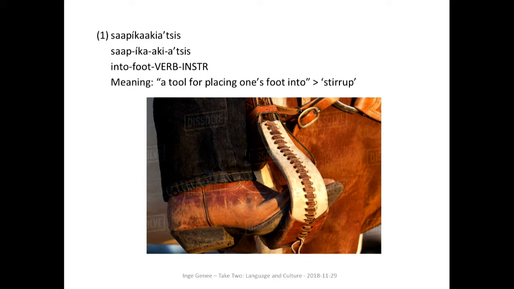Another nice example here is the word for stirrup. I always have to sneak something in about horses into everything, sorry. So the word for stirrup literally means a tool for placing your foot into, that which we use to put our foot into. That's exactly what a stirrup is. You put your foot into it so you can be more stable on your horse.